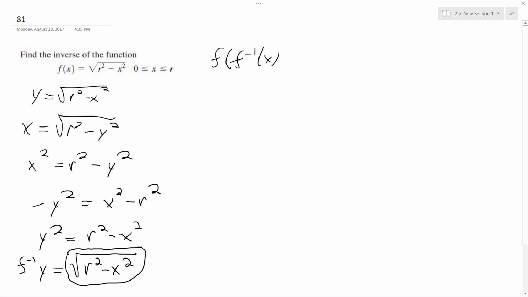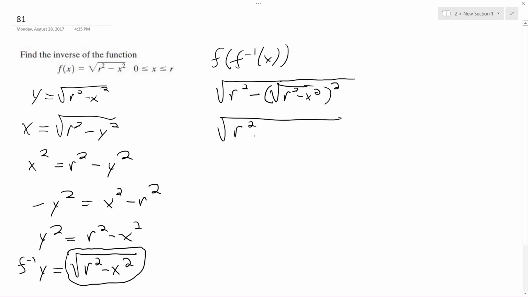negative 1 of x, we're going to get the square root of r squared minus the square root of r squared minus x squared, all under the radical. So this becomes r squared minus, and then the square gets rid of the radical, so we get minus r squared, and then distribute the minus sign, it becomes plus x squared. The r squareds cancel out, we're left over with x squared, and then we get x out.